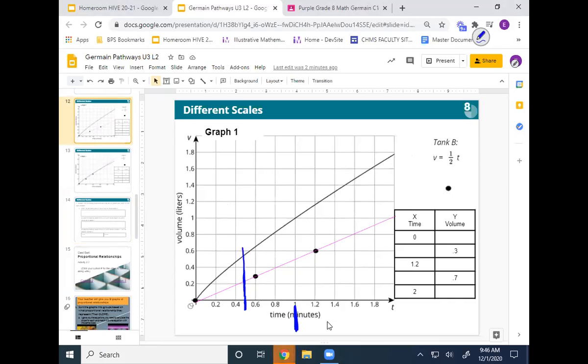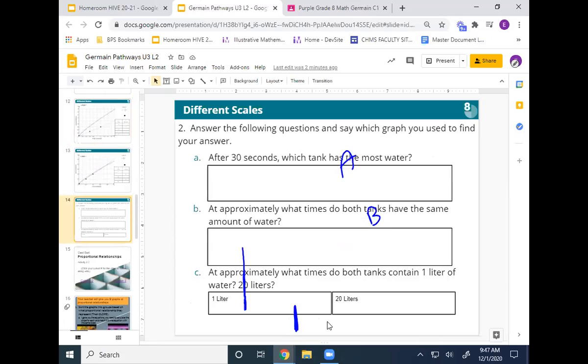So which tank, tank A or tank B, has more water at 30 seconds? Tank A. Tank A does. Nice job, Landon. Nice job, Sam B. So we can come back here and say, after 30 seconds, which tank has more water? Tank A. And which one of those graphs helped us? Graph number 1. Or you could say the graph on slide number 12. Okay? You can say it one of two ways.